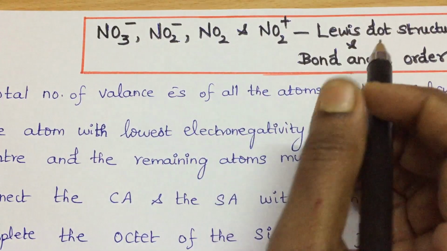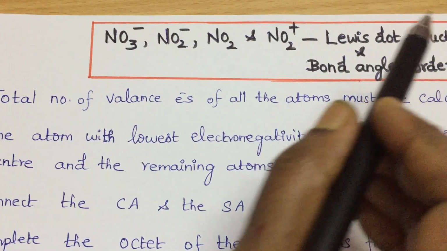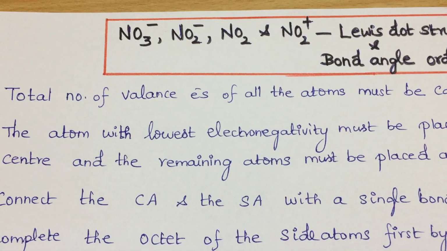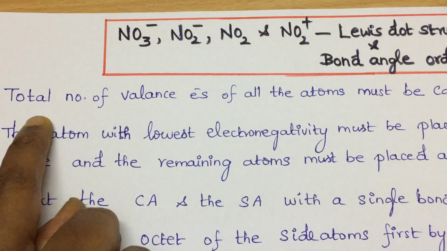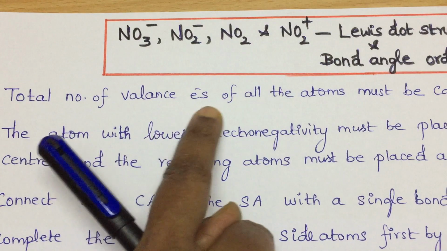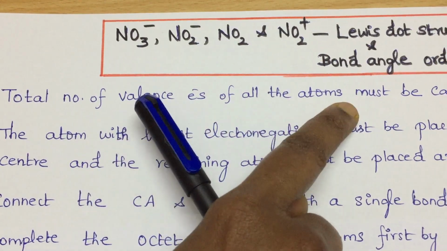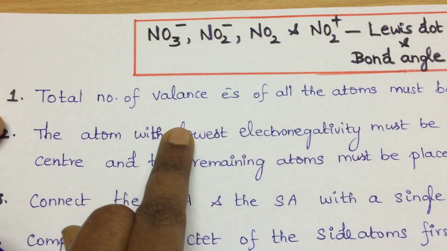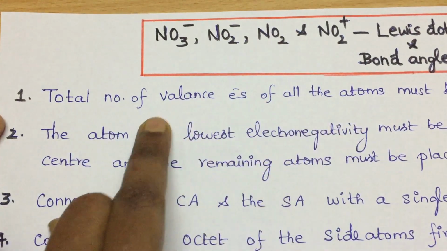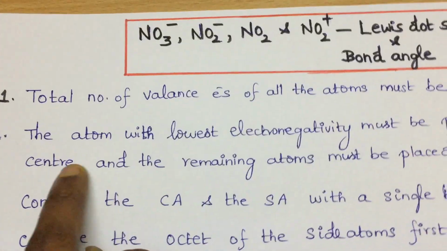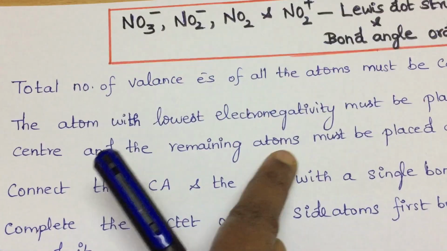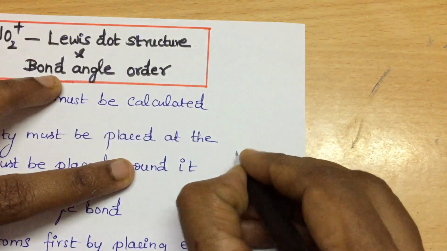So before writing the Lewis dot structure we have to follow certain rules. I'll read them out, then we will follow and then we will do. First of all, we have to write the total number of valence electrons of all the atoms. You have to calculate the number of valence electrons of each atom and sum it up. The atom with lowest electronegativity must be placed at the center and the remaining atoms must be placed around it.